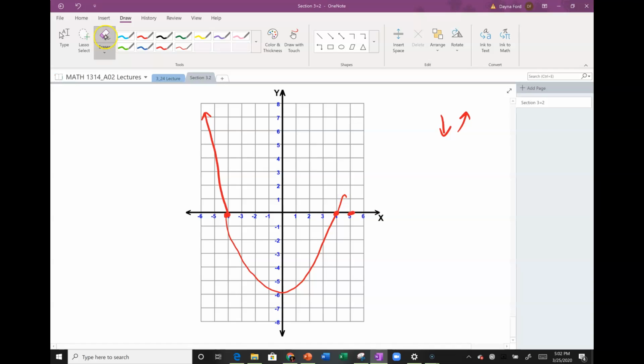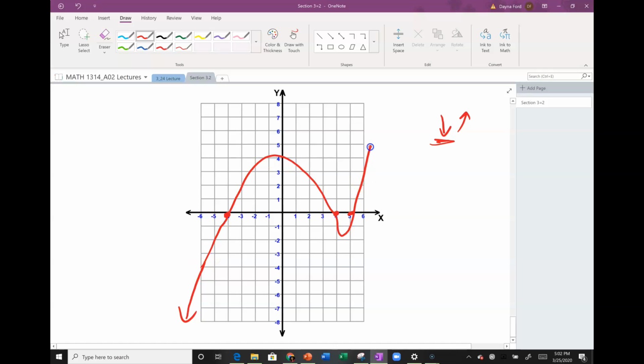And I started out the wrong way. I apologize. I don't know why I started on the top left. I should have started on the bottom left. Come up, cross, cross, cross, and go. That is totally my fault.